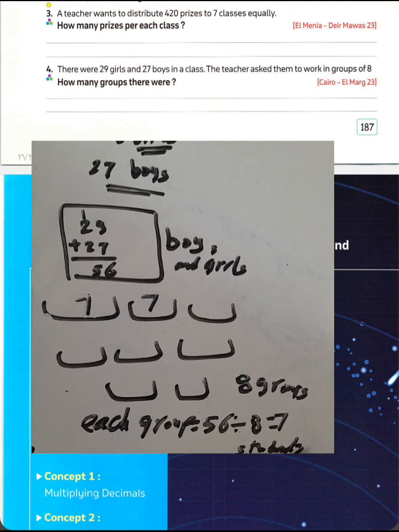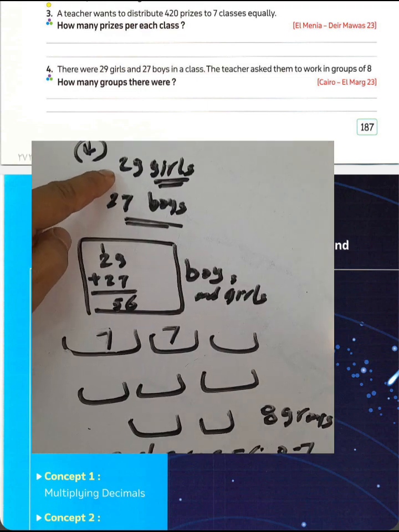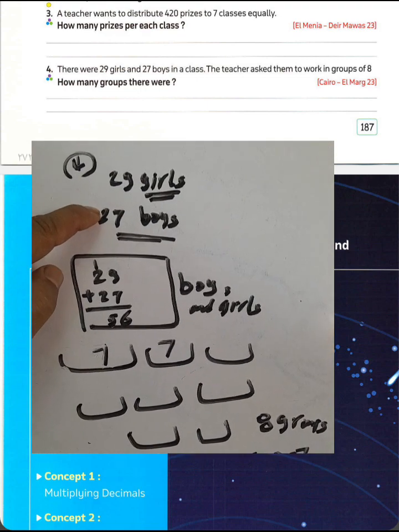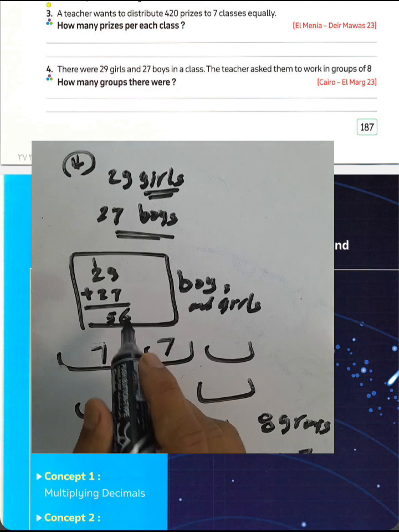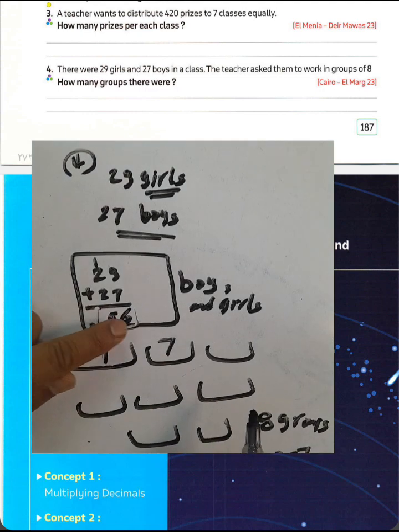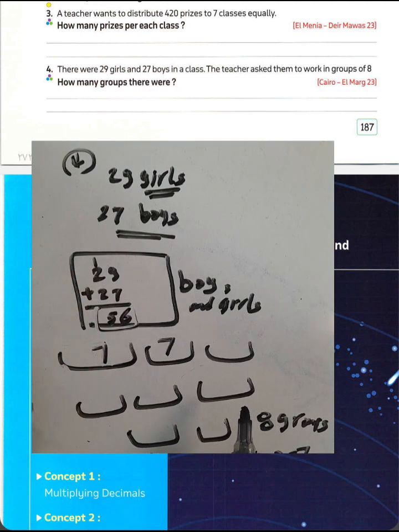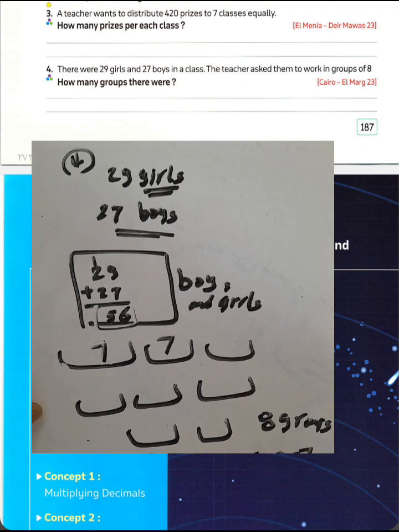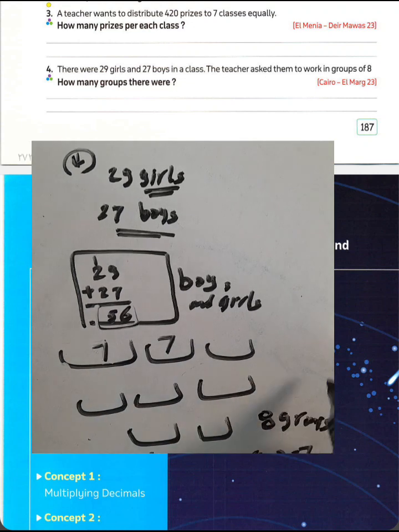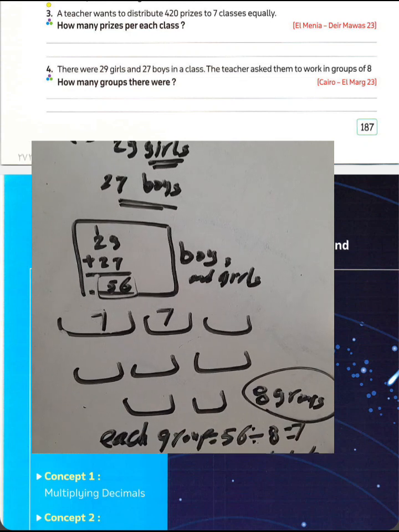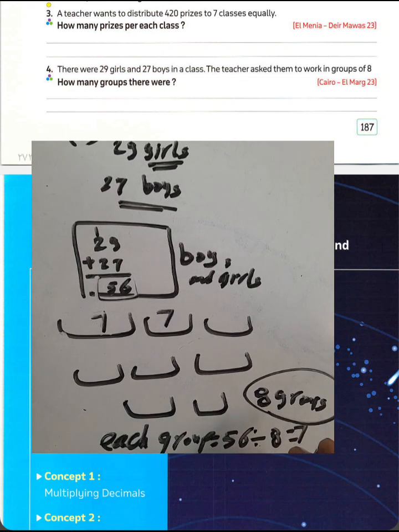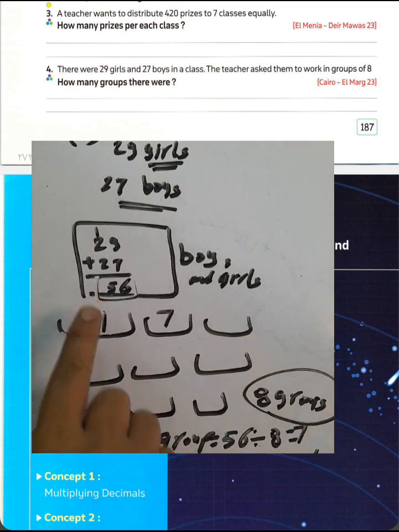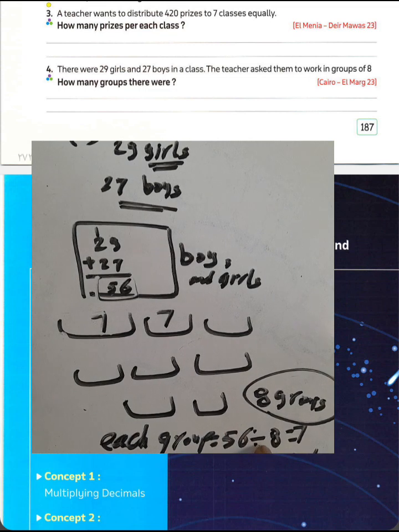Again, in this example, we have 29 girls and 27 boys in the class. We want to distribute the total 56 students, boys and girls, into how many groups? 8 groups. I want to find how many students in each group. We can find the number of students in each group by using division. Using this operation, 56 divided by 8 equals 7. So each group equals 7 students.